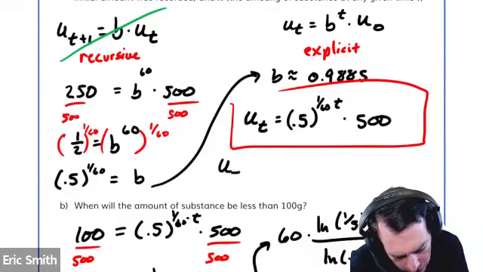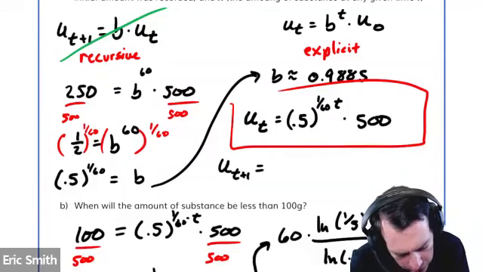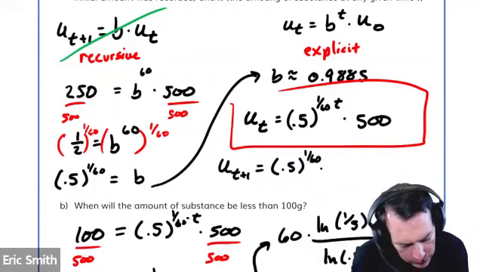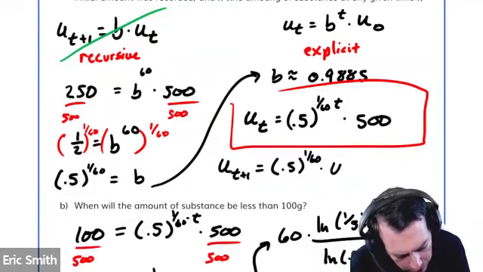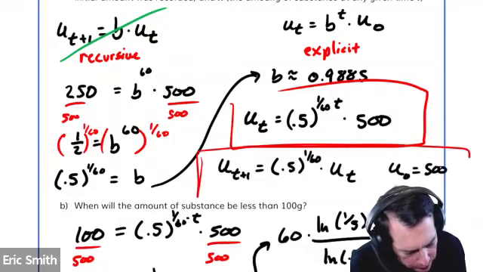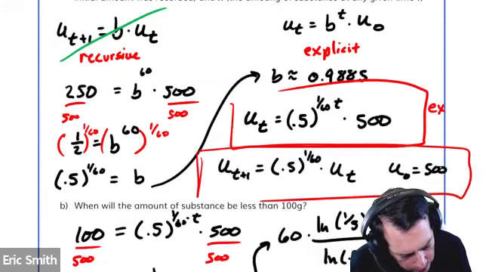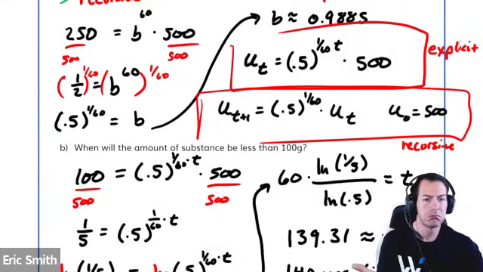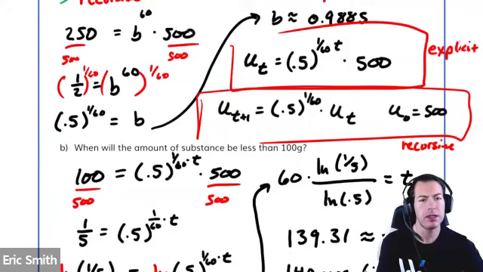So this would be U of t plus 1 equals, and then I'd have the value of B, so 0.5 to the 1/60th. And then this would be multiplied by the previous generation. We'd also want to say where we start, so it needs the 500 to begin. There we go. Now we have our explicit versus our recursive model way of describing, but we needed our value of b to do either one.